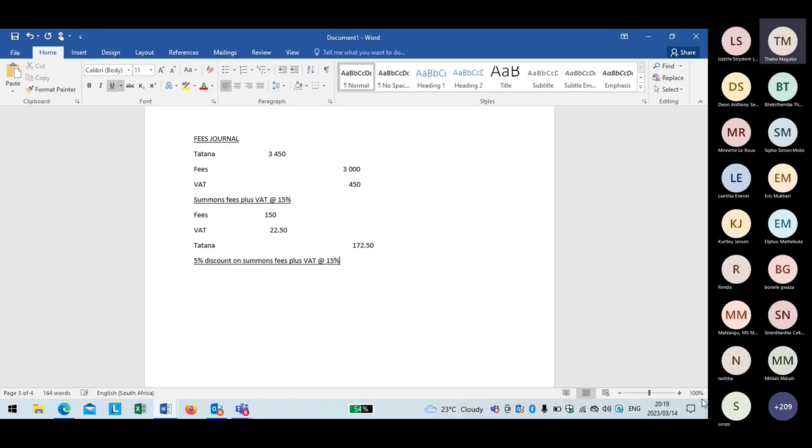When we give a discount, we do the opposite of what we did when we were writing fees. We will go back to the fees journal and reverse the fees by the rate at which we are giving a discount. And in our case here, it's 5%. We will debit the fees and the VAT because they were credited when writing fees, and we will credit the client because the client is getting the discount.